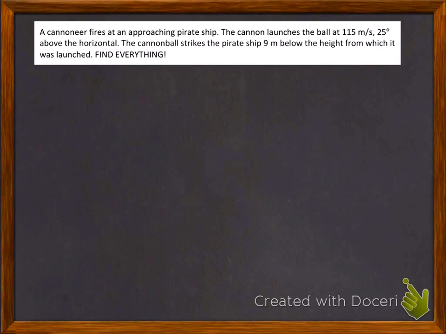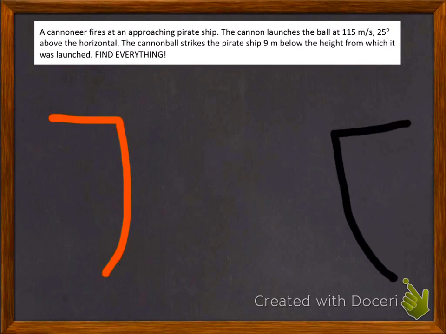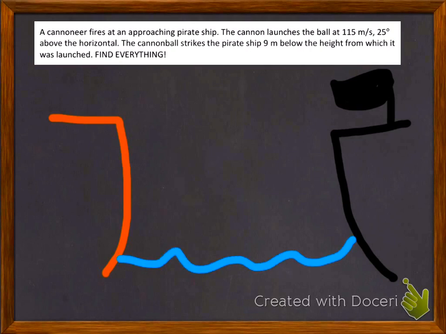So the first thing that I'm going to do here is draw out my first pirate ship. So gonna simplify it a little bit here, and then we'll draw the enemy pirate ship. Maybe give it a little black flag so we know that ship is no good. Okay, so we take a look at the information that we're given here.